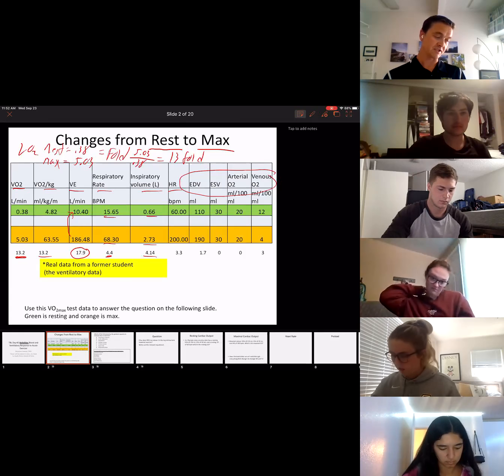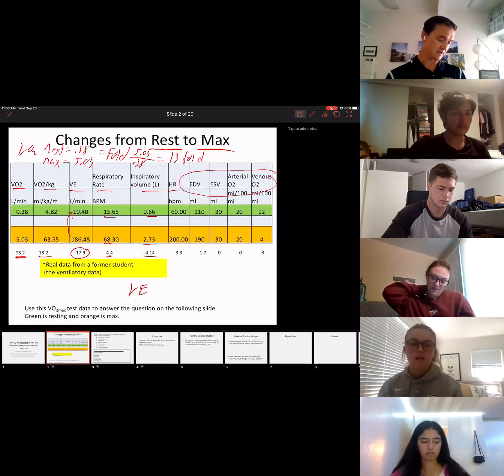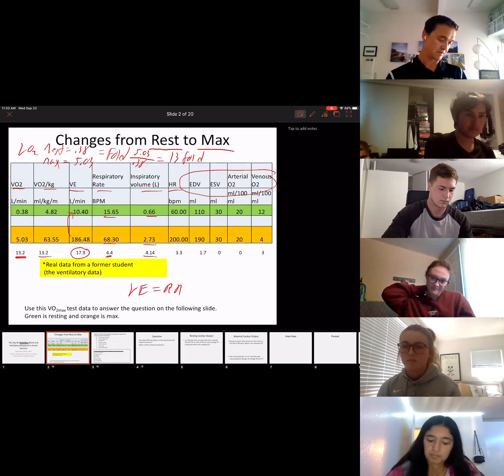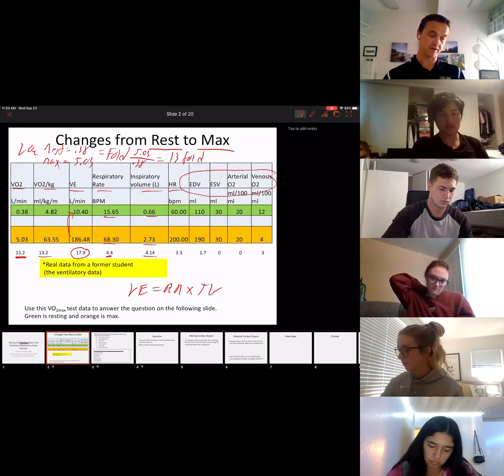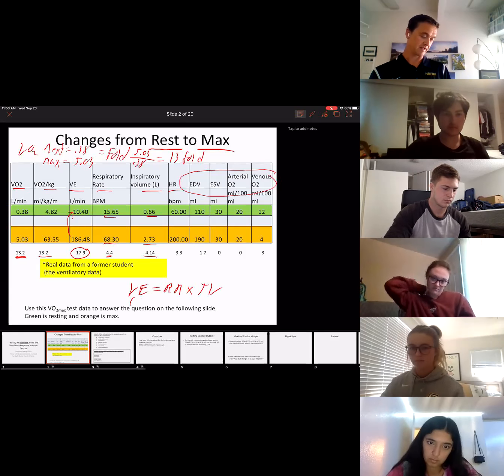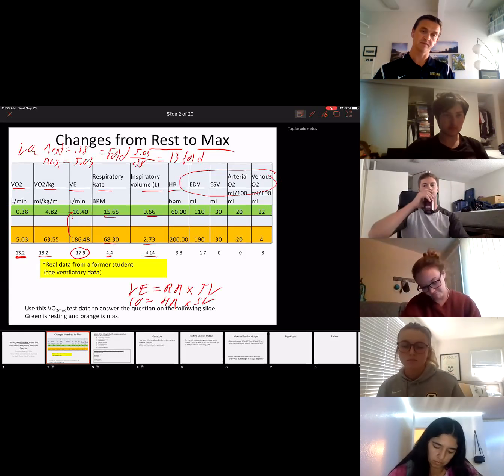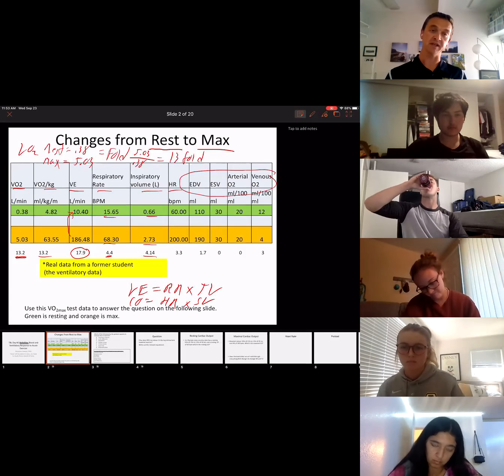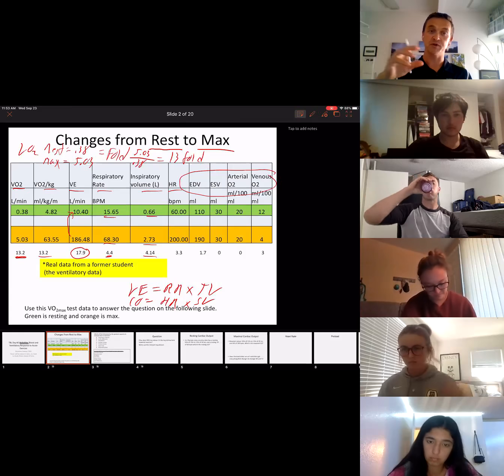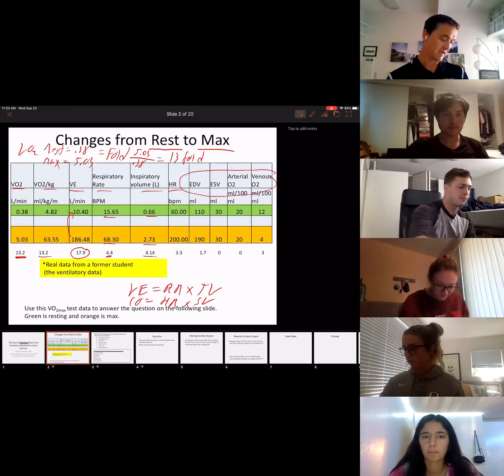And just think about ventilation like we do cardiac output, but with the lungs. Ventilation is going to equal respiratory rate times tidal volume, right, or inspiratory volume, okay? Just like cardiac output is heart rate times stroke volume, okay? So it's how many breaths per minute or beats per minute multiplied by how much per breath or per beat, okay? So we got that.